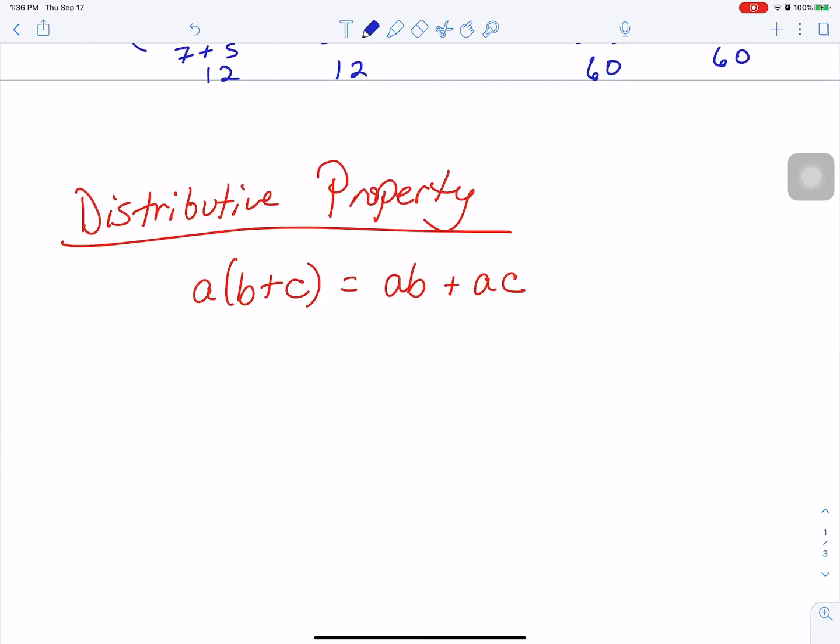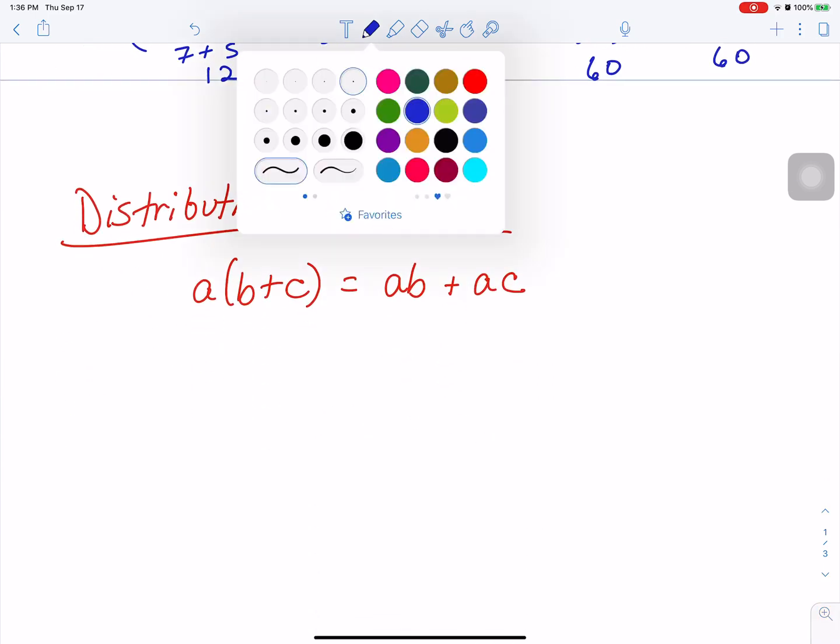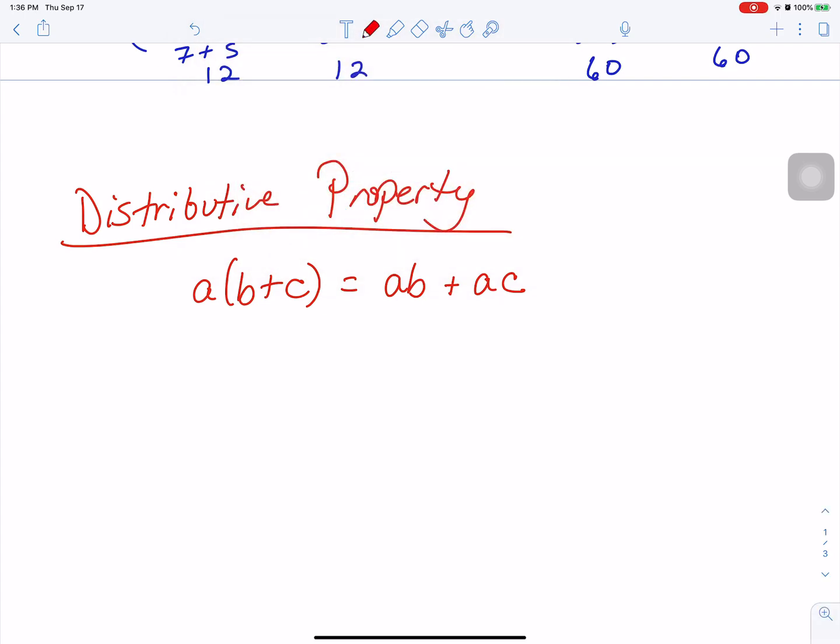Distributive property, we're going to come back to this in a day or two, and we're going to do a lot more with distributive property. Distributive property is where we're going to take a number outside the parentheses and multiply it or distribute it to everything within the parentheses. So in this case, A times the quantity B plus C would be A times B plus A times C. We're just really distributing that in.